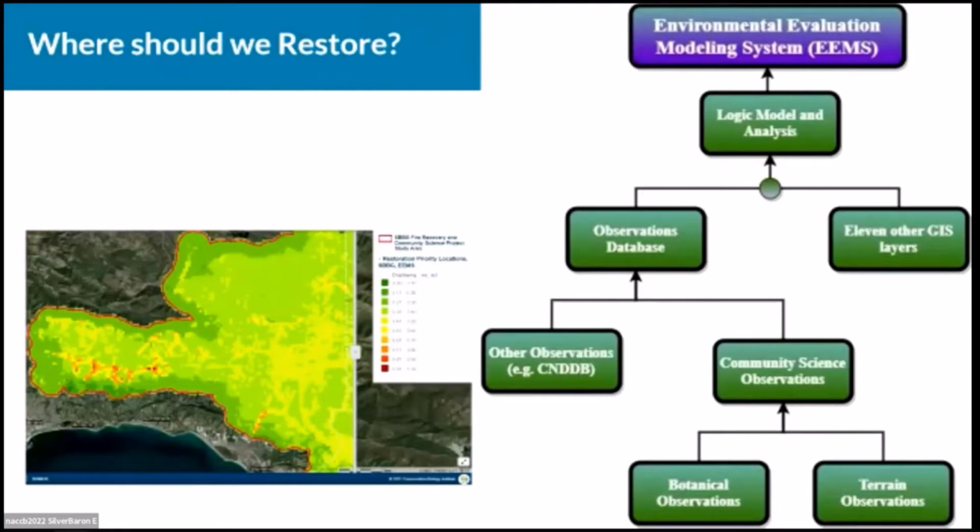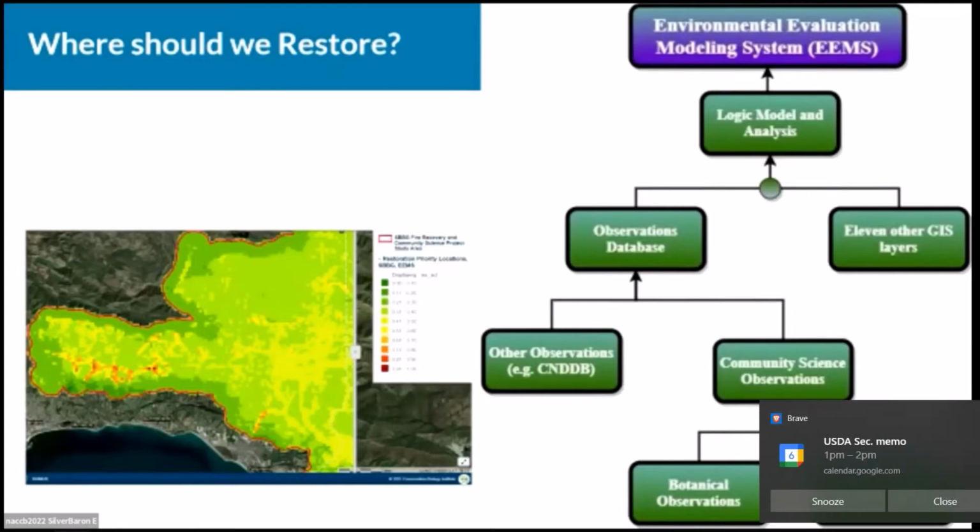You can create maps that show good priority areas, and in this case we combined all that data that we talked about, the citizen science data, which was really critical, with existing data to create a huge observations database, and then combined that with 11 other GIS layers into this logic model and analysis in the Environmental Evaluation Modeling System.